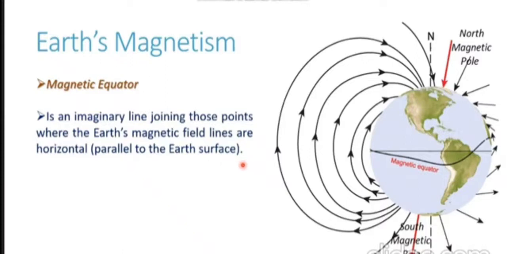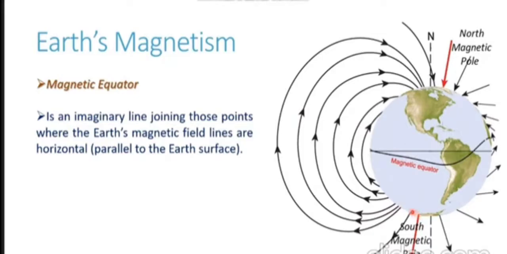Now, if you have a closer look at the diagram, I told you the poles are the points where the magnetic field lines are perpendicular to the Earth's surface, or they are vertical. As you go closer to the magnetic equator and as you go far away from the magnetic poles, you see the angle at which they cut the Earth's surface keeps on reducing, keeps on getting lesser and lesser. At the pole, they cut the Earth's surface at 90-degree angle.